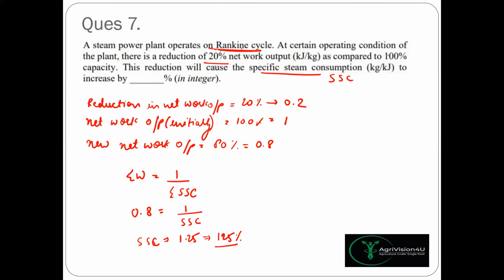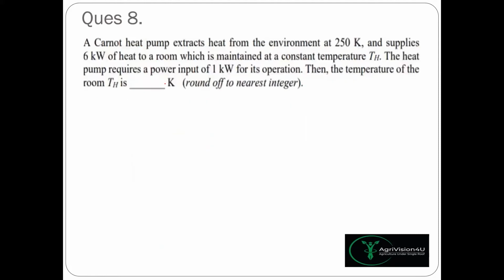Now, initially when we had 100% work output, then in that case, the specific steam consumption would also have been 100%. But here the new specific steam consumption is 125%. So we'll be subtracting 100% from this, and we'll be getting 25%. That means the reduction in 20% of the network output would cause the specific steam consumption to increase by 25%. Yeah. Let's just move to the next question.